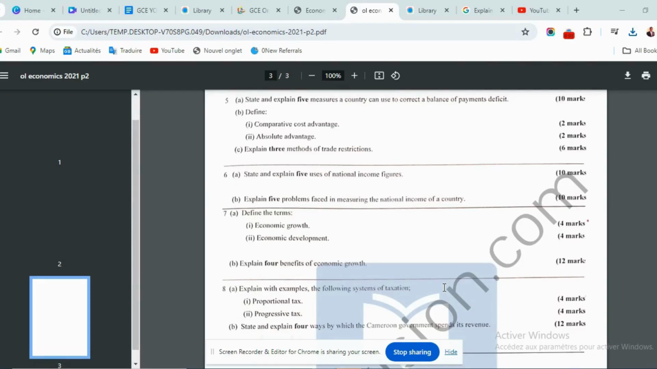The next question says, state and explain 5 measures a country can use to correct a balance of payment deficit. B. Define comparative cost advantage and absolute advantage. Explain 3 methods of trade restrictions.